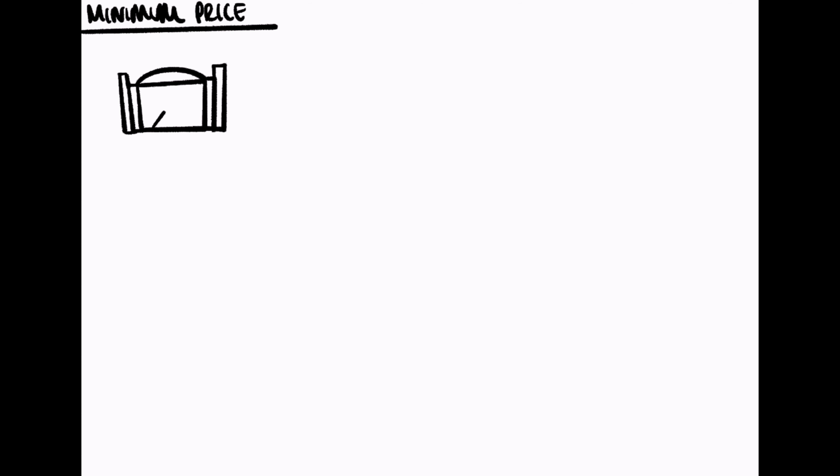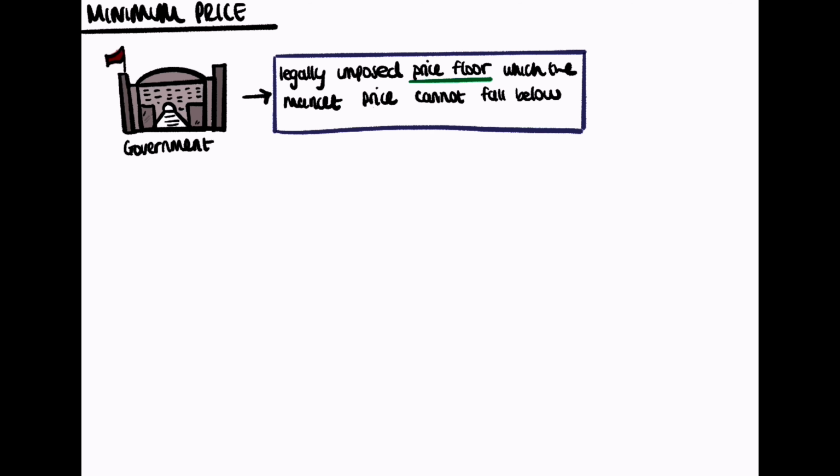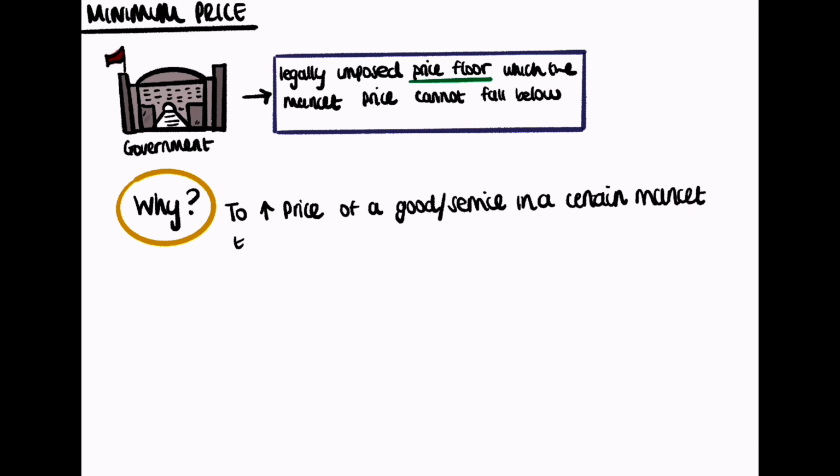The opposite would be minimum prices, which are a legally imposed price floor, and the market price cannot fall below this. The reason the government would introduce this is to increase the price of the good or service above the equilibrium price point. For example, on goods which generate a negative externality to society, such as alcohol or cigarettes.